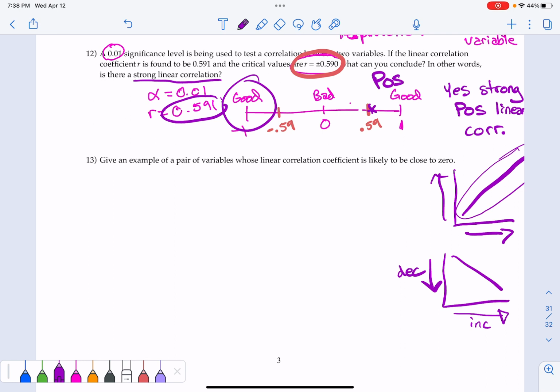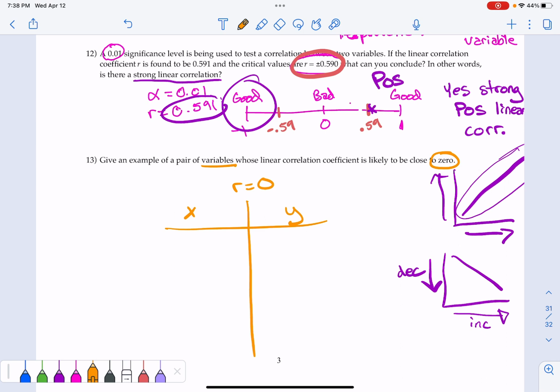All right, number 13, I'm going to give you an example that comes to my mind for this, and I don't want you to write this one down. I want you to come up with your own, okay? And make sure it doesn't match somebody else's. I'll be checking, okay? Give an example of a pair of variables, like an x and a y, whose linear correlation is likely to be close to 0. So like they're not related. Like two things that are occurring that are not related to each other, okay?